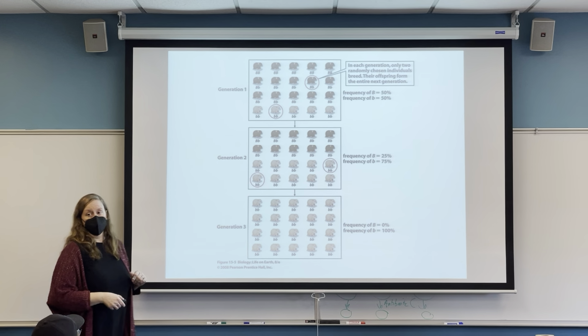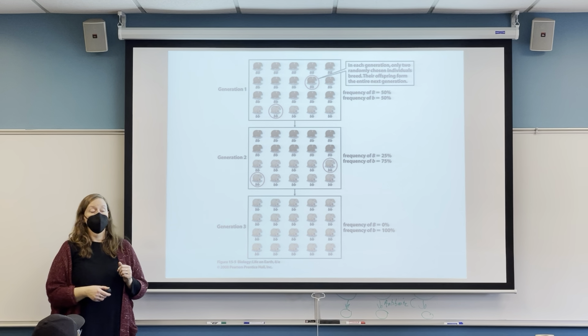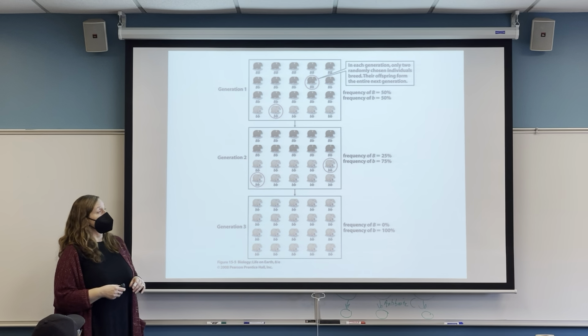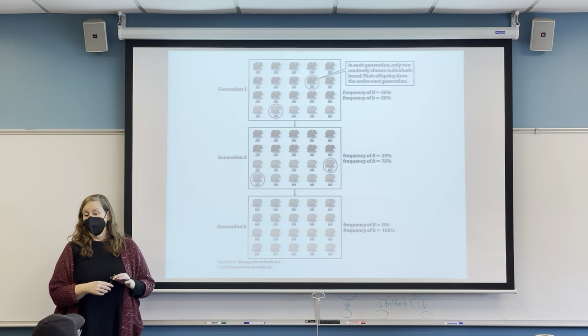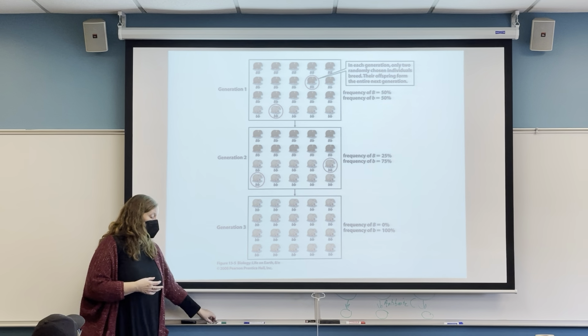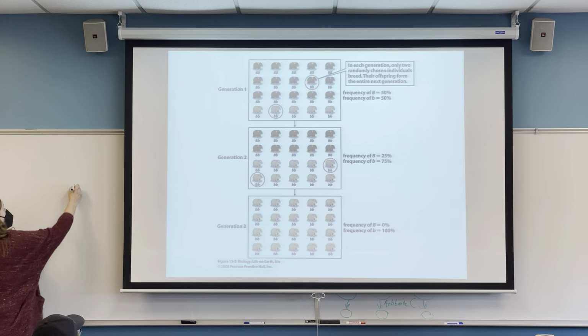Something happens in the population where only two individuals survive. Randomly, maybe it's this one and this one. Okay, so now when these two are left, and they've got a lot of pressure to mate, what's going to happen?